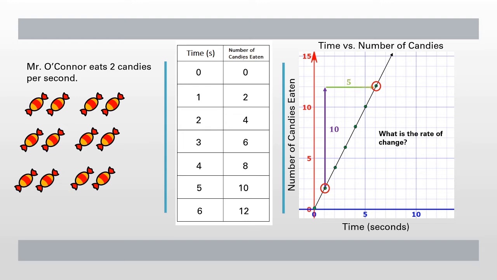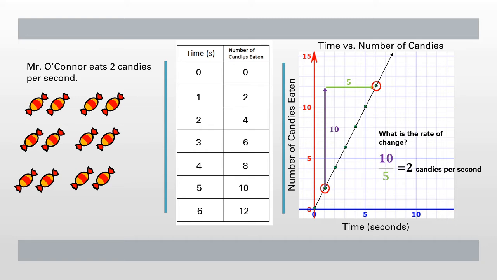The number 10, I got because I went from 2 to 12. 12 subtract 2 is equal to 10. So the rise is the difference between the larger and the smaller number, and in this case it is 10. Then on the x-axis I went from 1 to 6, and I do 6 subtract 1, and I get a run of 5. I can now use the formula that I learned in the previous section, rise over run, and I get 10 divided by 5, and I can see that the rate of change is 2, for 2 candies per second.